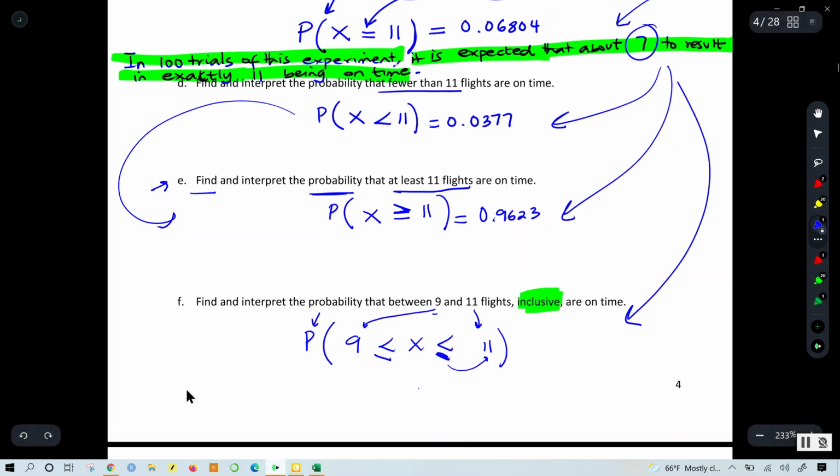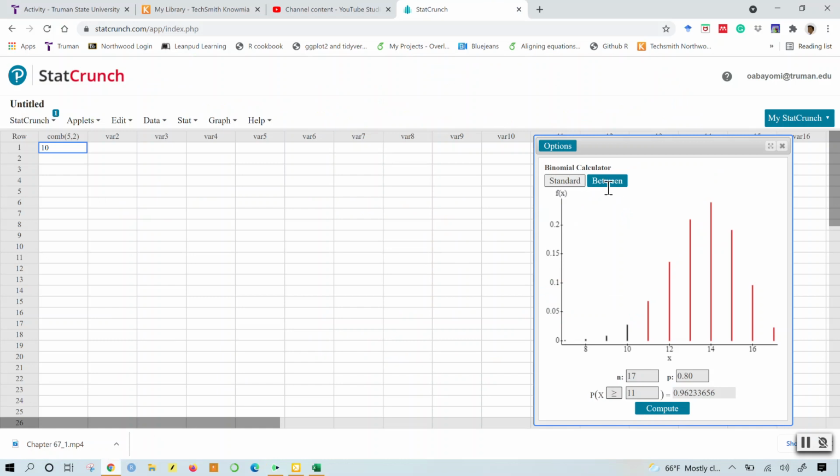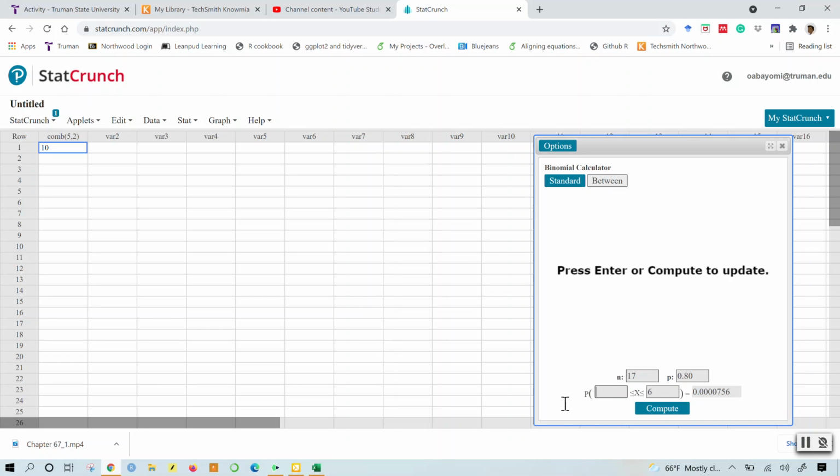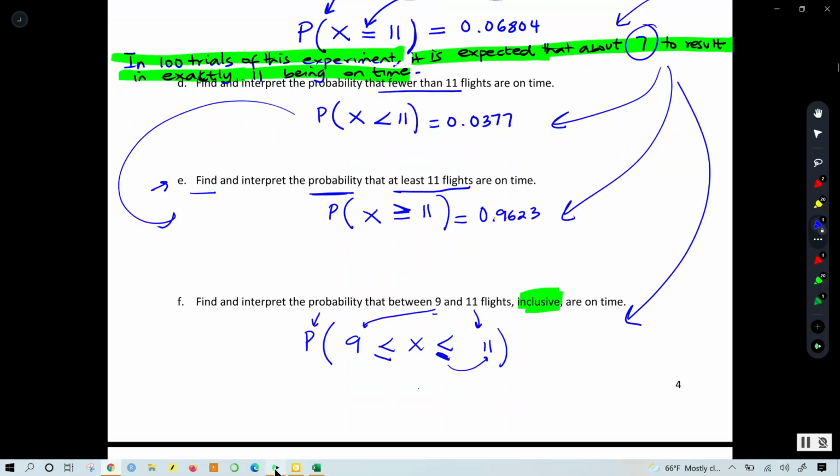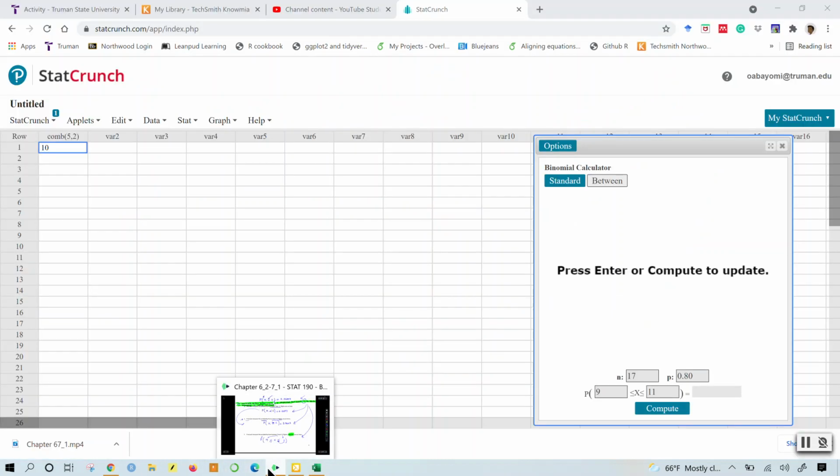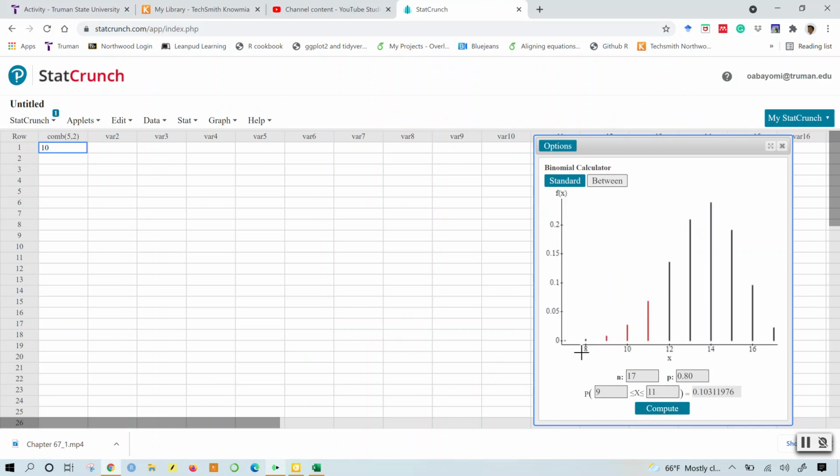So with that said, let me show you how to set this up in StatCrunch. You go to StatCrunch, there's a button here, click on between, and that will change the look of the interface. So we still have the same parameters, but this time it's starting from equal to 9 all the way to 11. Take note that these inequality symbols match exactly what we have right here. So between 9 and 11. And so I'm going to hit the compute button. And so you can see that that takes care of that, which is a combined probability total of 0.1031.